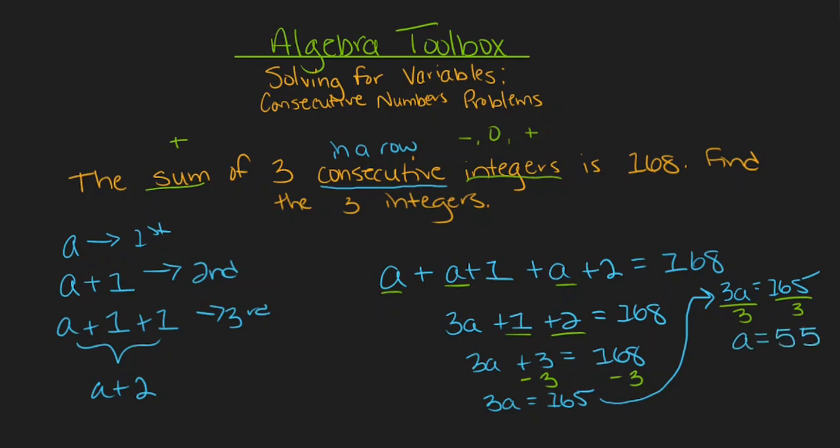So dividing 3A by 3 will leave me with just A, and dividing 165 by 3 will leave me with 55. This is where defining your variable is absolutely critical because we have to remember what this A represents. A represented the first of our consecutive integers, the lowest of those three numbers in a row. So that means that my answer will start with 55 as my first term, but then has to include the next number, 56, and the next number after that in order to have my three consecutive integers. So the three numbers that add up to 168 that are consecutive integers are 55, 56, and 57.